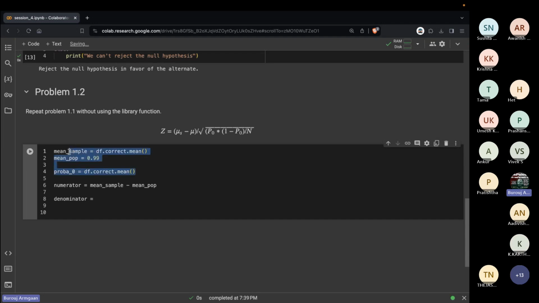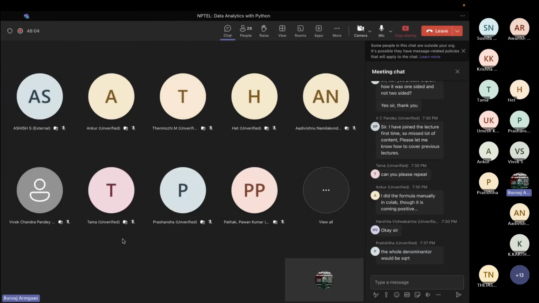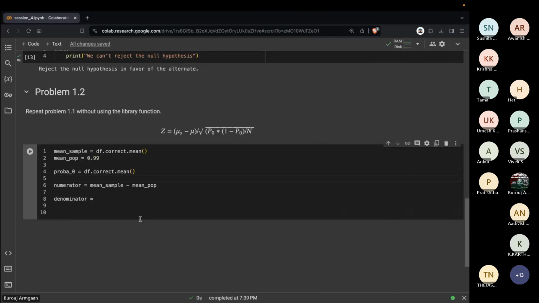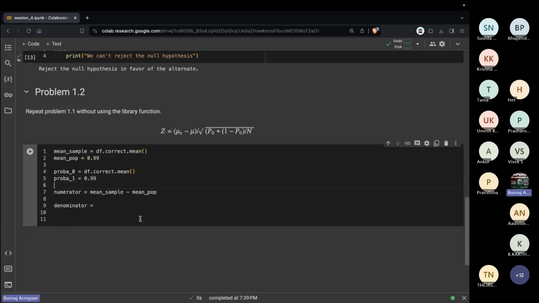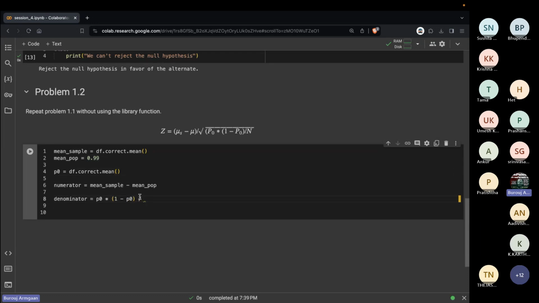By the way, this is clear, right? The mean and the probability are the same in this case. Any confusion here? No, it's clear. Okay, so this is again 0.99. For the denominator, let's keep it P1, P0. So we have P0 multiplied by 1 minus P0. We don't even need this. Yeah, so divided by the length of the data frame, and we take the square root of all of this.